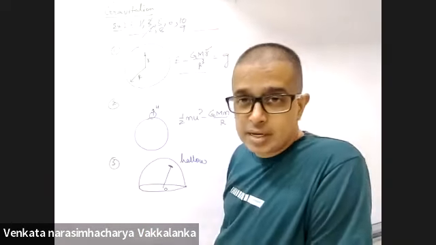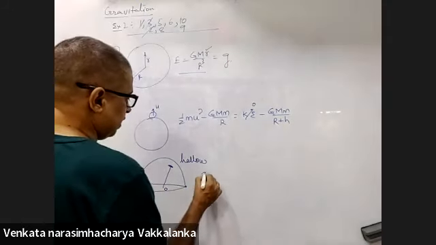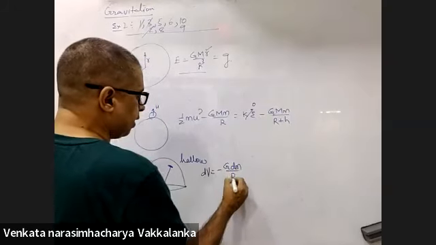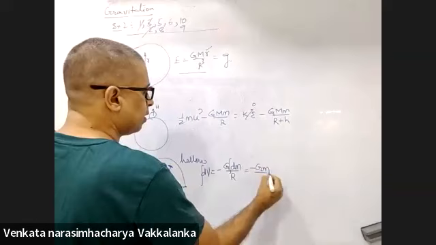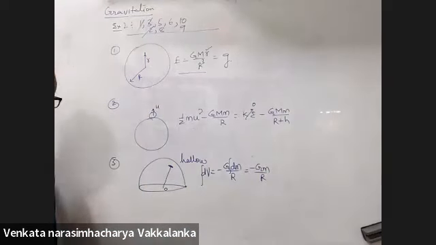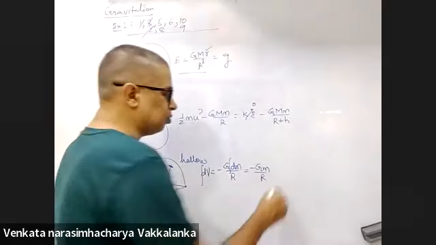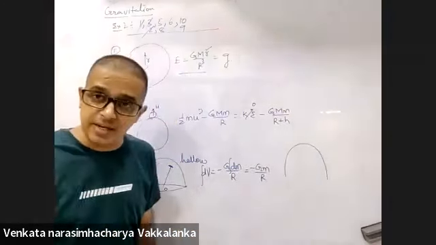Do you agree with that? Yes, sir. So what will be the potential there? dV is minus G dm by R. अब इसे इंटीग्रेट करना है तो माइनस dm by R. Now same logic if I take a ring, semicircular ring.